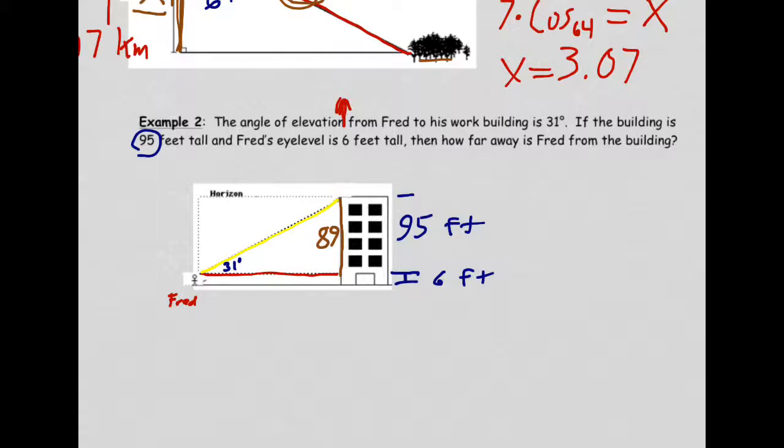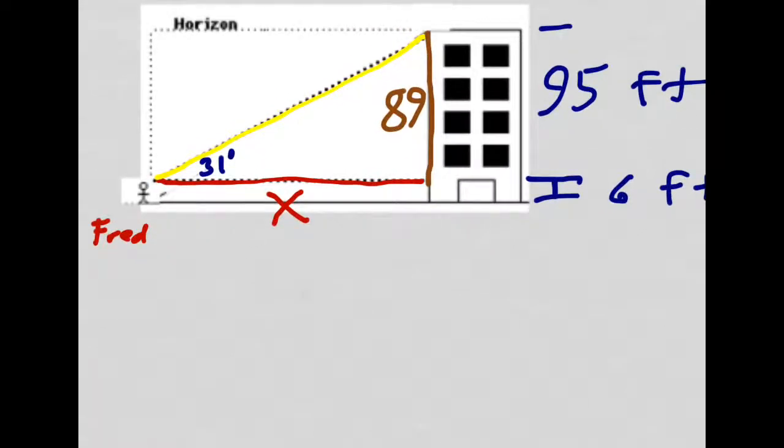Alright. So now we're asked to find how far Fred is away from the building, and so that would be this leg right here. Now that we have these 3 pieces of information, we've got the angle that we know, we've got the side that we're trying to find, and we've got the side that we know. We can set up a trig function. Remember, we only need those three pieces of information.